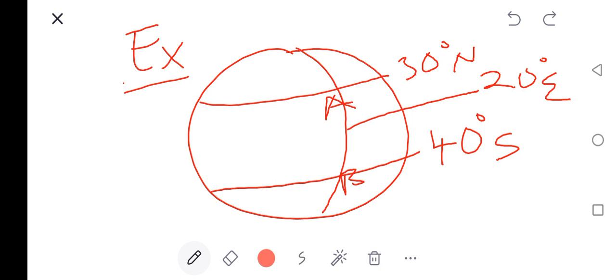The question you should write is: find the angle difference in latitude between point A and B.